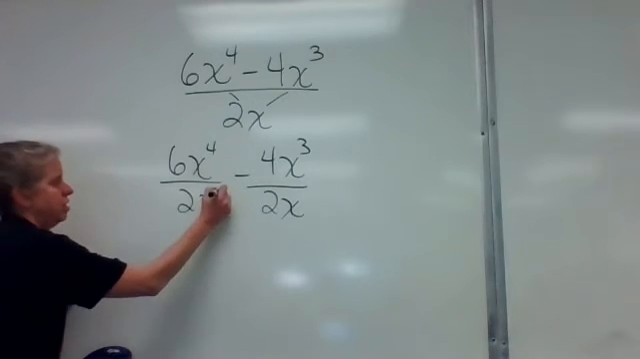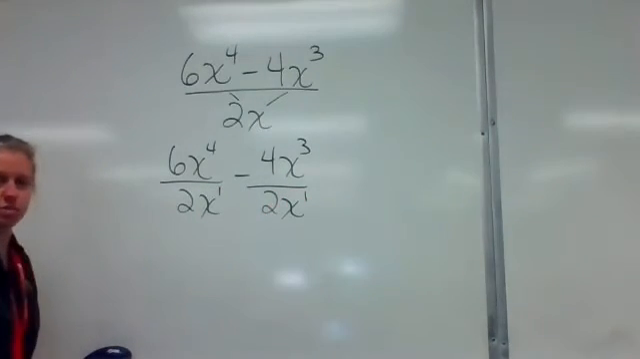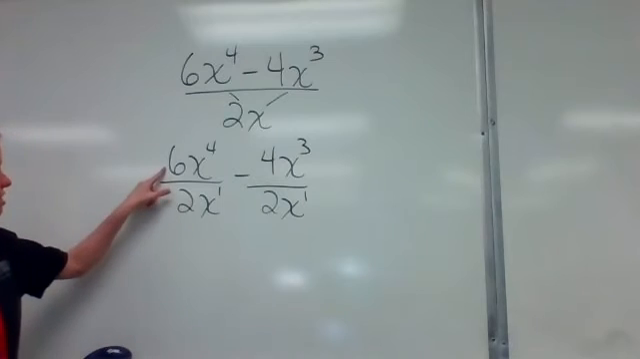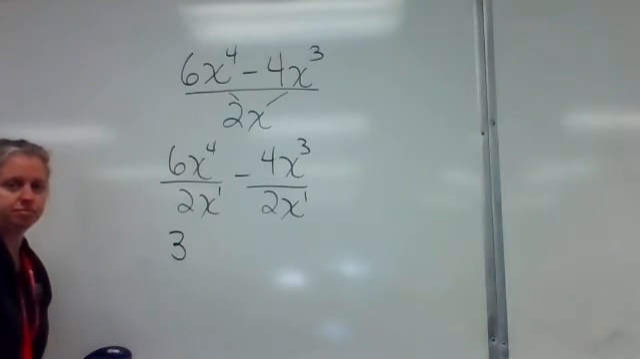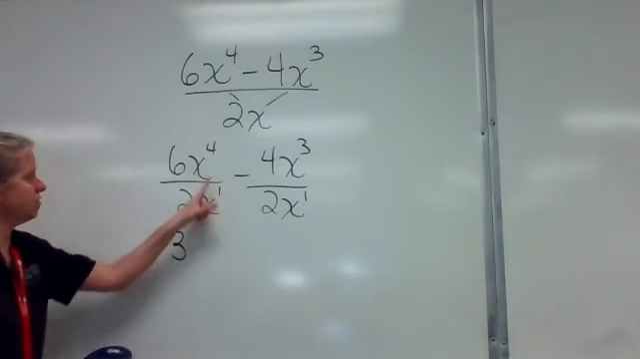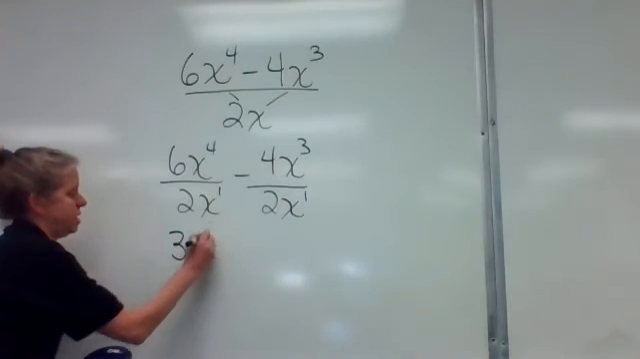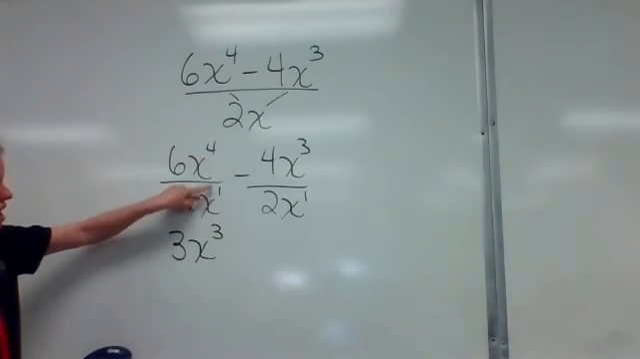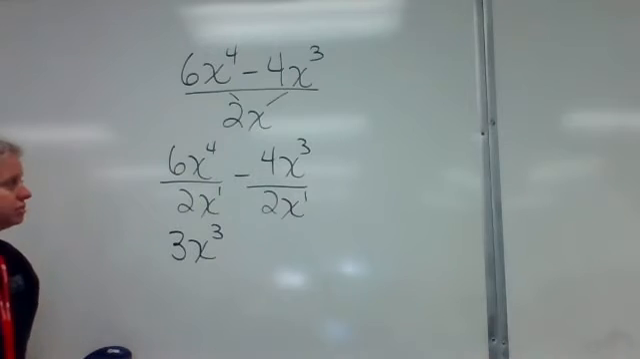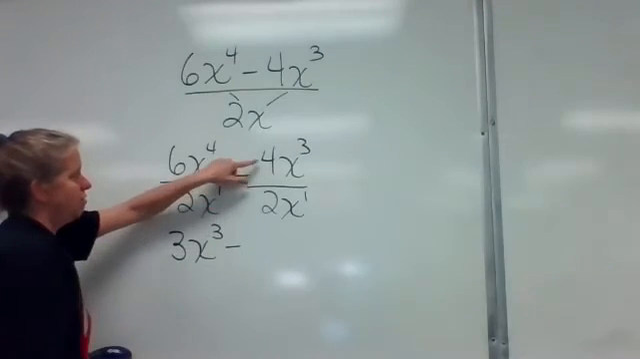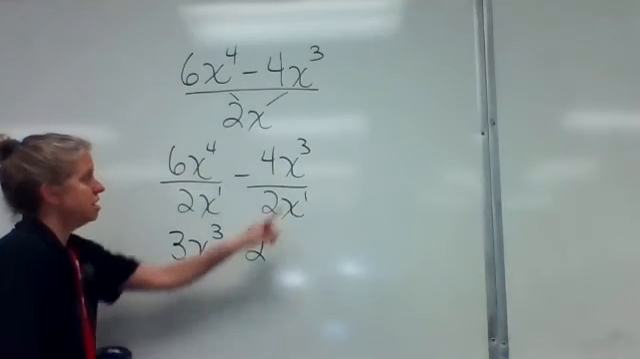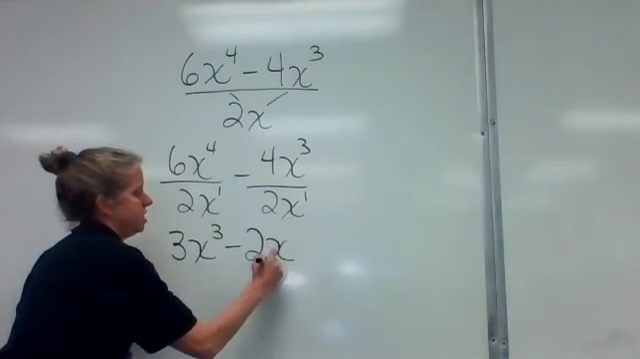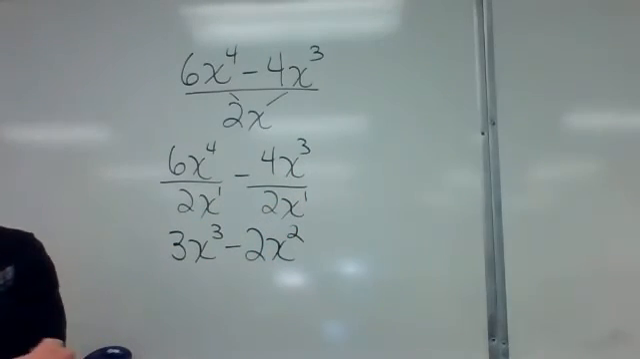So I need to remember those x's have one exponents. So I've got 6 divided by 2, which gives me 3. X to the 4th over x to the 1st gives me x to the 3rd because I subtract those exponents. Minus 4 divided by 2 gives me 2. Subtract my exponents again to get x squared.